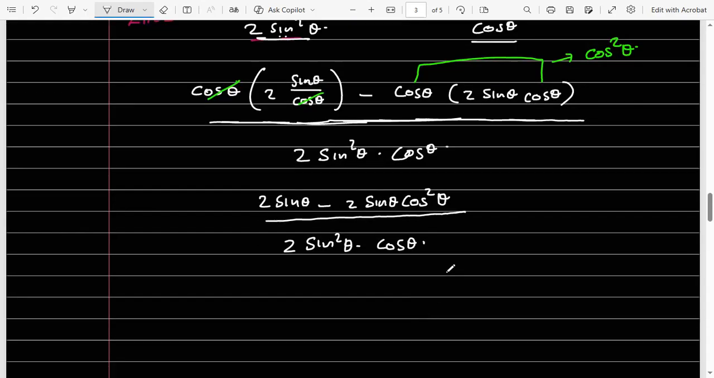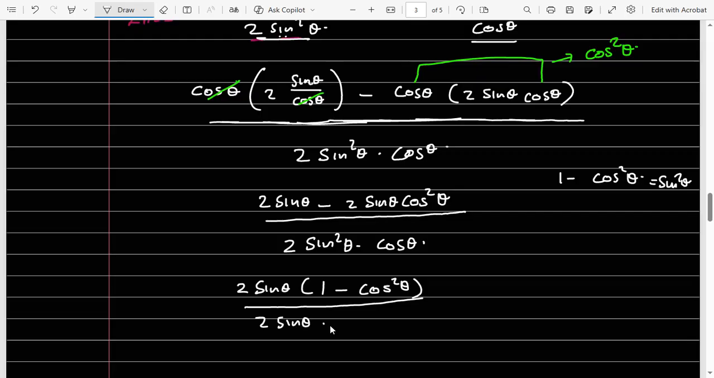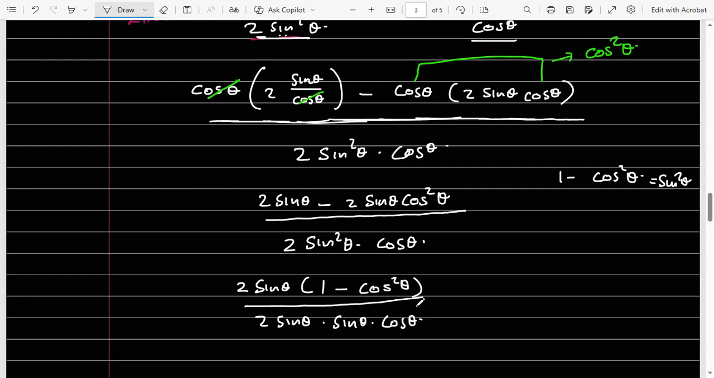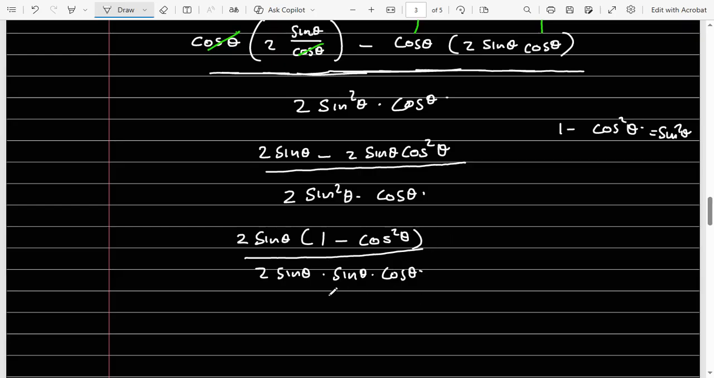So you check what you have on top. On top, I said we are creating 1 minus cos squared, right? Then we can change that into sine squared theta. So I need to take out that 2 sine theta as a common factor. Then I'm left with 1 minus cos squared theta, which is what I need on top. So this will be divided by 2 sine theta times sine theta times cos theta. I think you understand why I did what I just did.